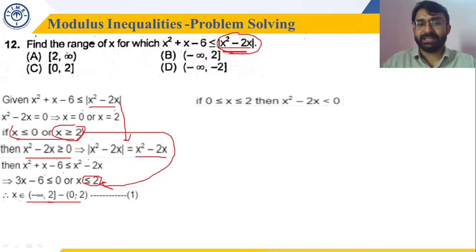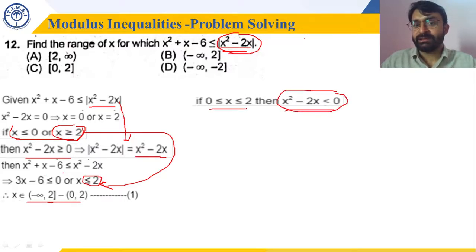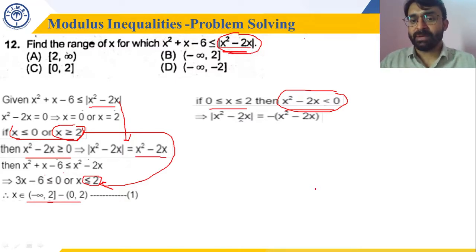Now if x is between 0 and 2, or if I say x square minus 2x can be written as x into x minus 2 less than 0. If I want to make this less than 0, this is only possible when x is within the interval which is 0 and 2. Fine. So in this case, mod of x square minus 2x will be minus of x square minus 2x, because mod of x is minus x when x is negative.